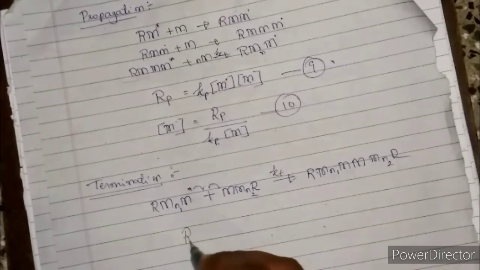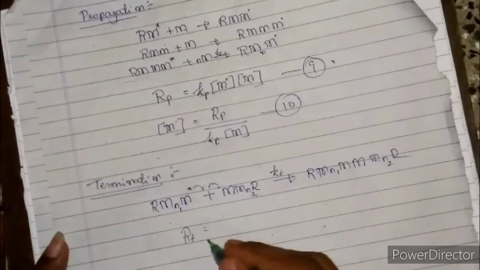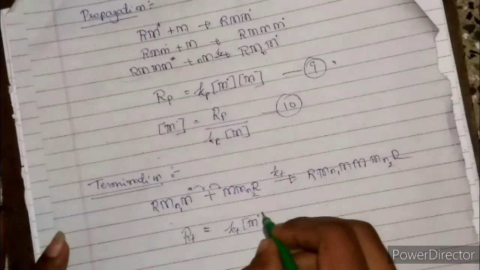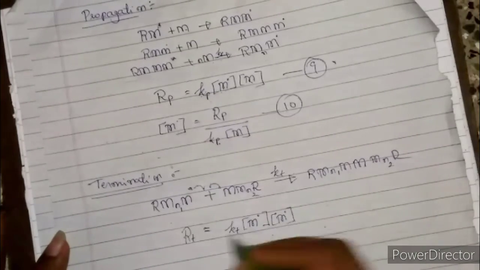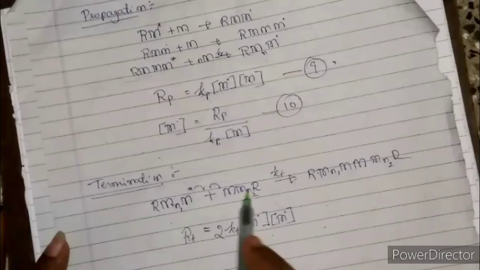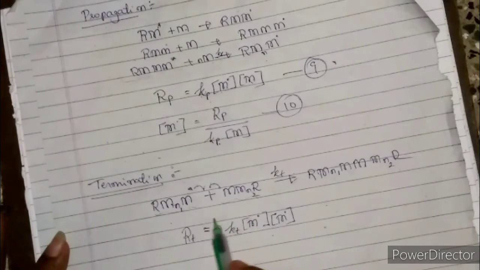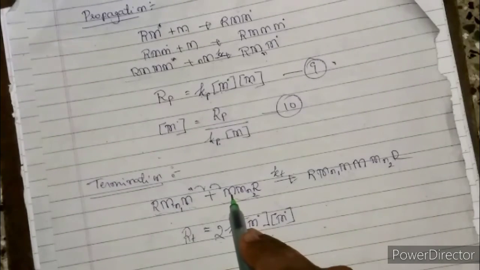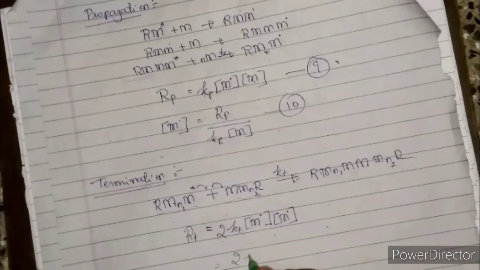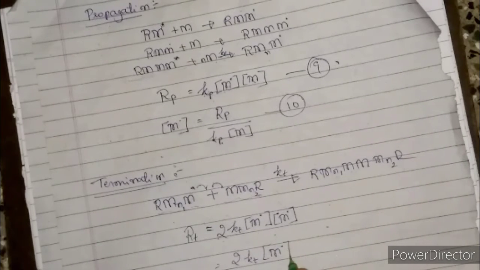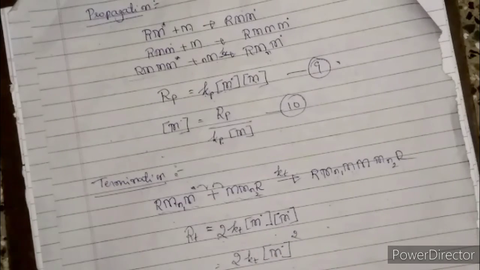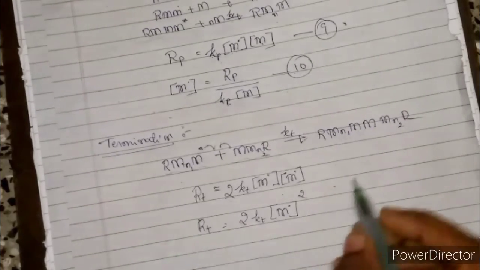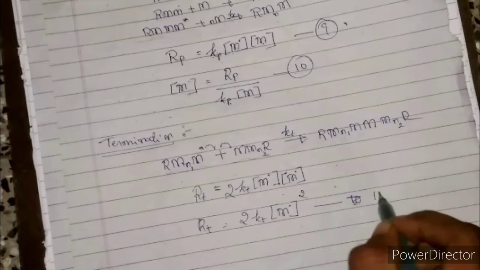Then what is Rt? Rt is the rate of termination. For the termination step, it is given by Kt into concentration of M free radical into concentration of M free radical. Twice, because we have two, right? These are actually the same. So 2 Kt, concentration of M free radical, and concentration of M free radical. Now you can write this as 2 Kt concentration of M free radical square. This is our equation number 11.